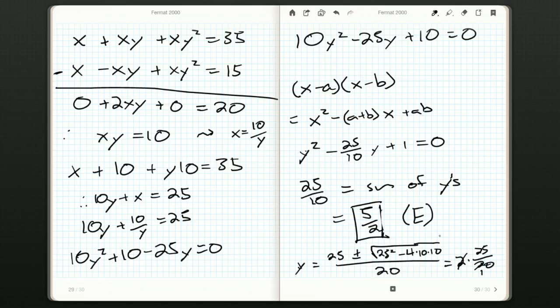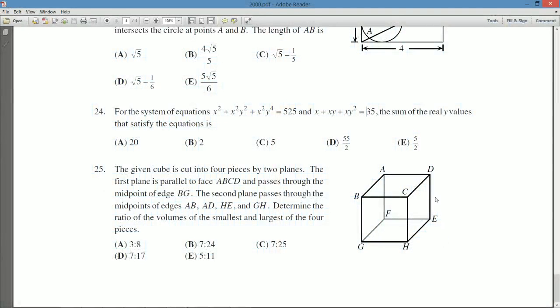So I liked that. It was a nice little system of equations, manipulation style question. I wish I'd seen the way to get 15 a little quicker, but hey, nobody's perfect.